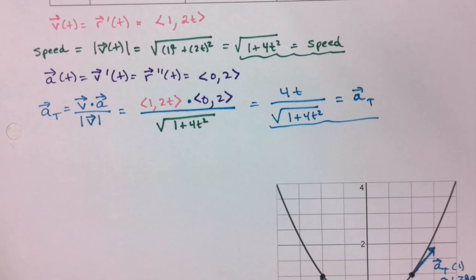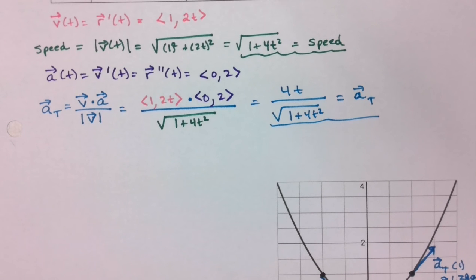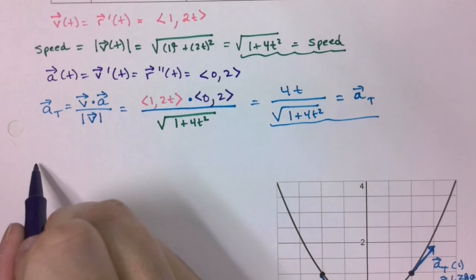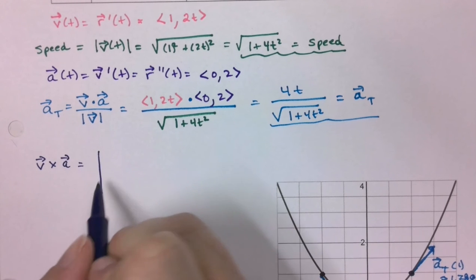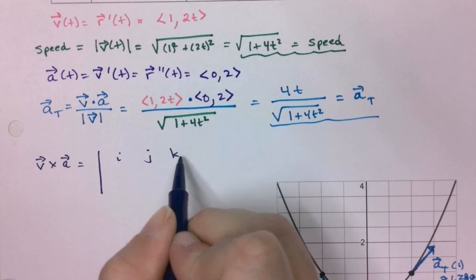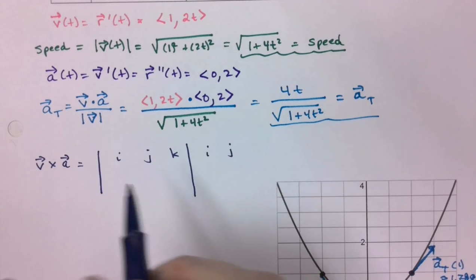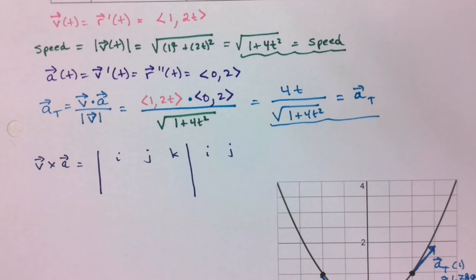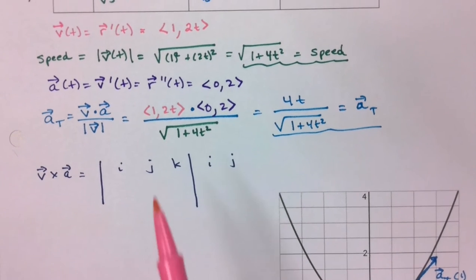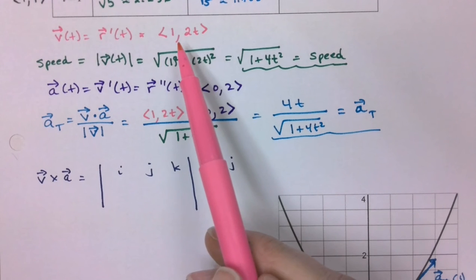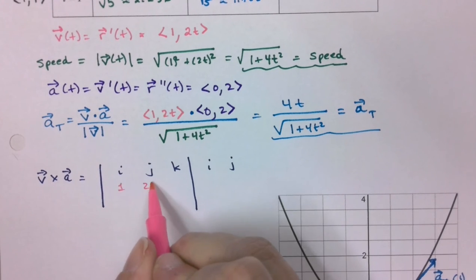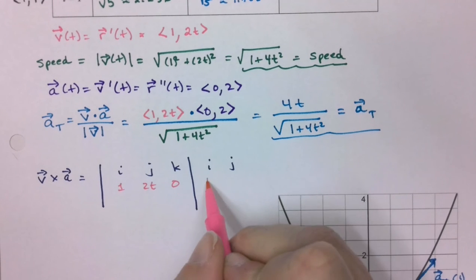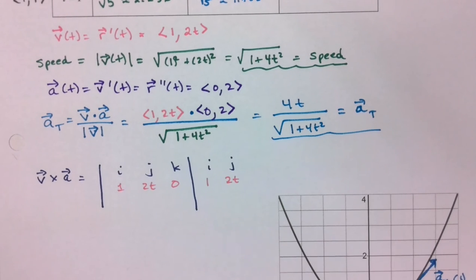Okay, so now let's go find the normal component. To do that, we're first going to have to find the cross product because that's part of the formula. So let's take a moment and find the cross product of my velocity vector and my acceleration vector. And this is actually going to be a very easy cross product. So the velocity vector, if you look here, it has only x and y. So you're thinking, how can I do this? Well, that means that the z component was 0. So you just put 0 in. It's fine. So 1, 2t, 0.